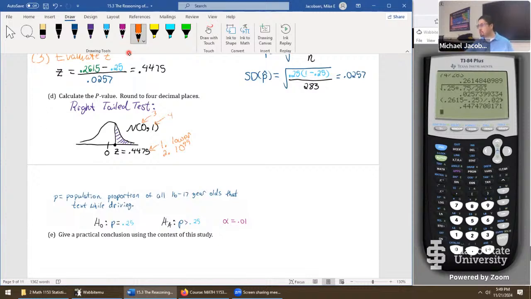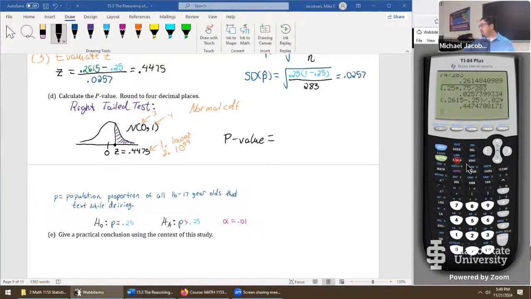We use normal CDF. And this is enough information to state the p-value in now one go. We don't have to double anything. It's not a 2-tailed test like on the prior example. We just want that area there.